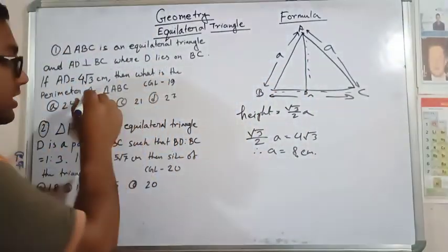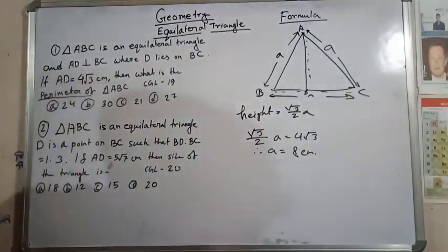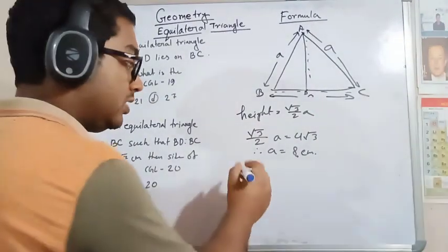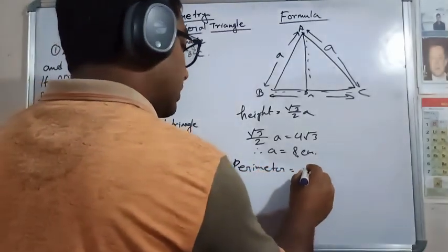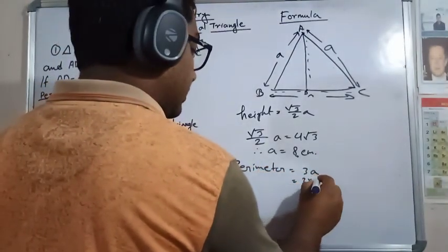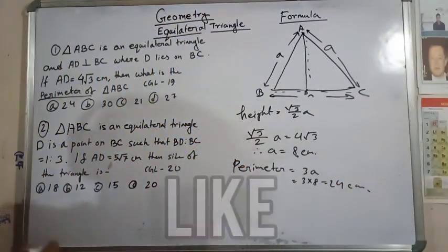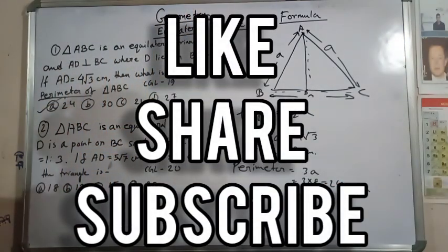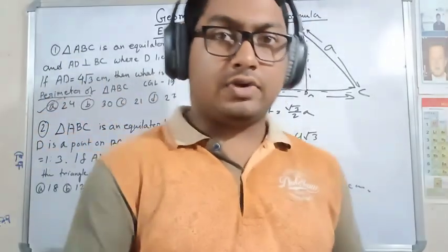So in this question they want the perimeter. They want the perimeter. So perimeter is very simple, 3a, which is 24 centimeter. So the answer is option A. A is the correct answer for this question.